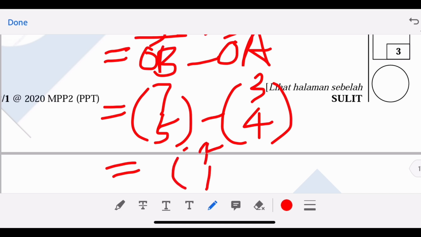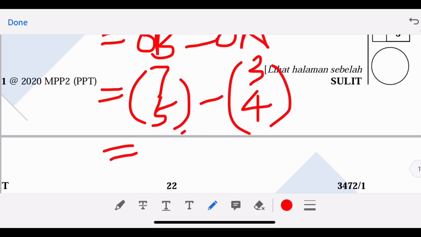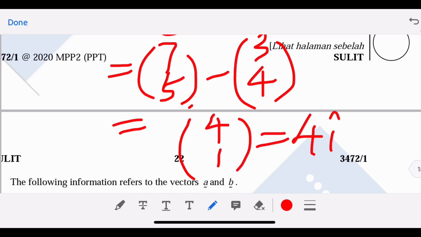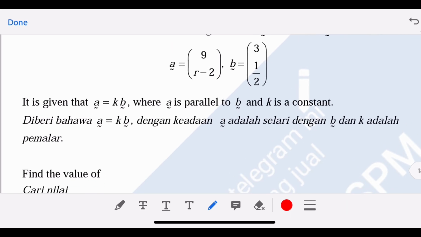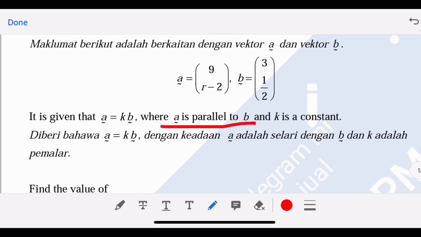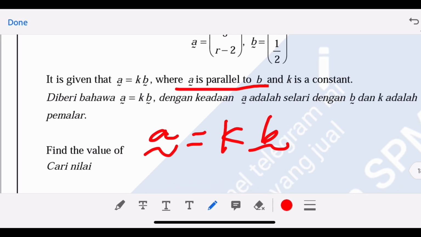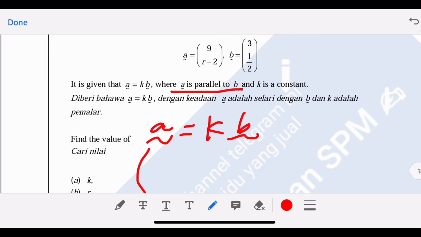So we can simplify. We get 4 and 1, but we have to write in terms of i and j. So it's 4i plus j. Your answer must be in terms of i and j. It's 4i plus j. So the next one is about parallel vectors. For parallel vectors, a equals kb, so we will just substitute the vectors and then we will solve for the constant k. Because a and b are vectors, we will substitute and then solve accordingly.